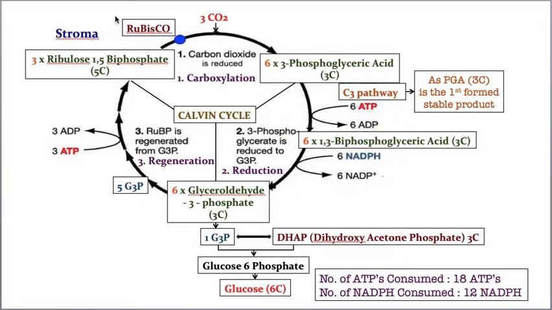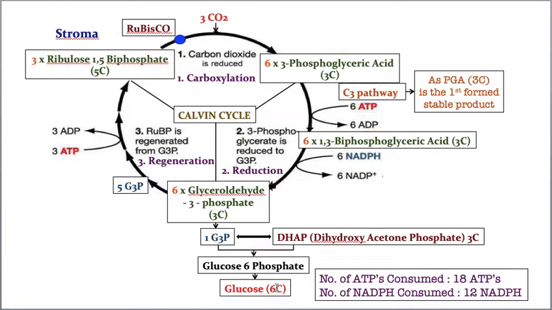Now once again the cycle takes place, and in the second turn one more glyceraldehyde 3 phosphate will come. Already one glyceraldehyde 3 phosphate is waiting in the form of DHAP, and now one more G3P is added. Both these G3Ps react to form glucose 6 phosphate, and glucose 6 phosphate slowly is converted into glucose. This is how the reduction reaction results in the formation of glucose.